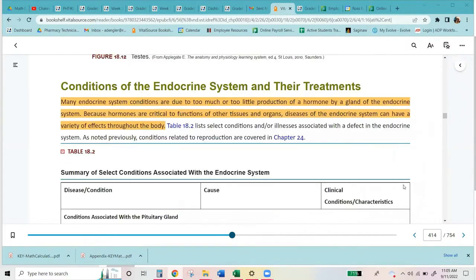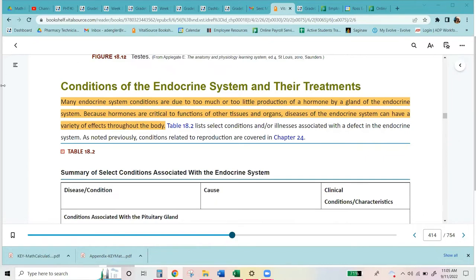Many endocrine system conditions are due to too much or too little production of a hormone by a gland of the endocrine system. Because hormones are critical to functions of other tissues and organs, diseases of the endocrine system can have a variety of effects throughout the body.